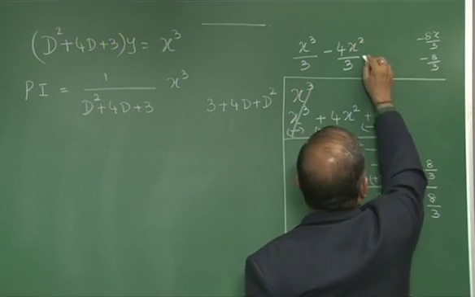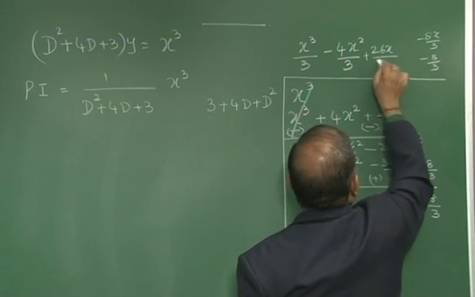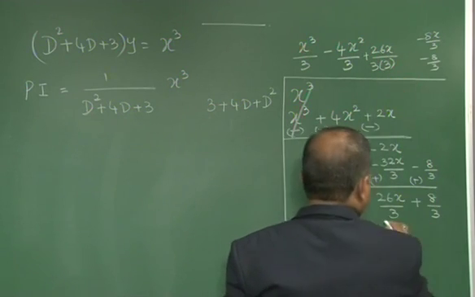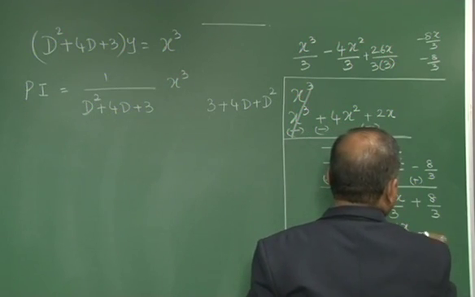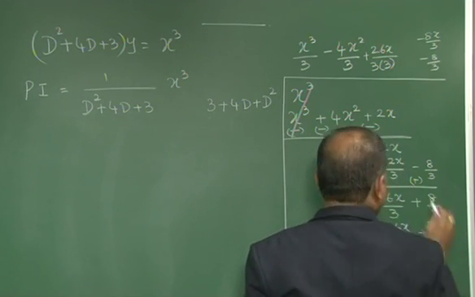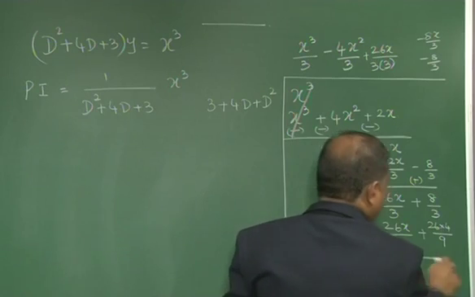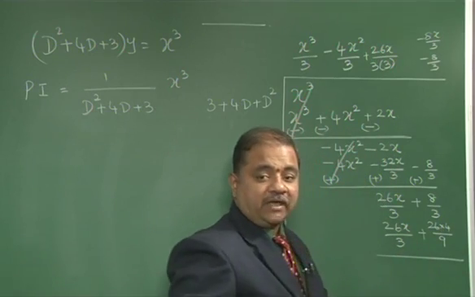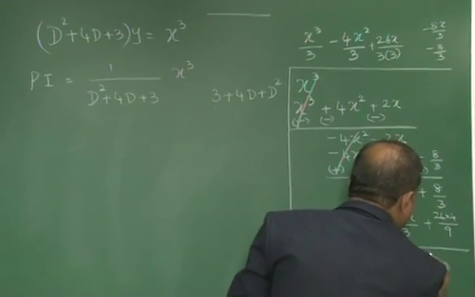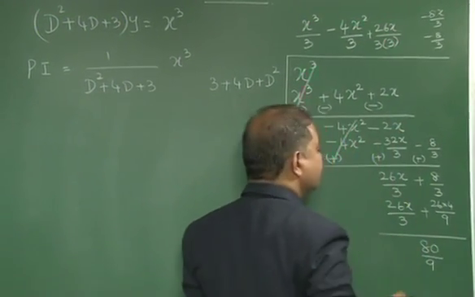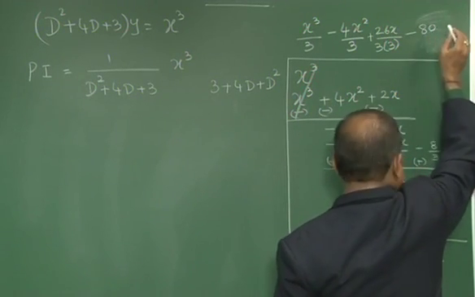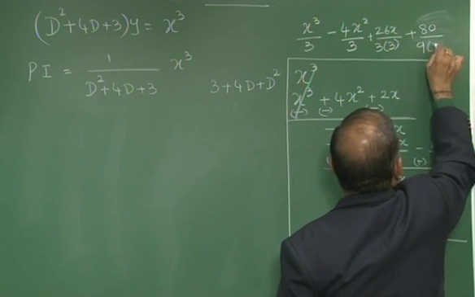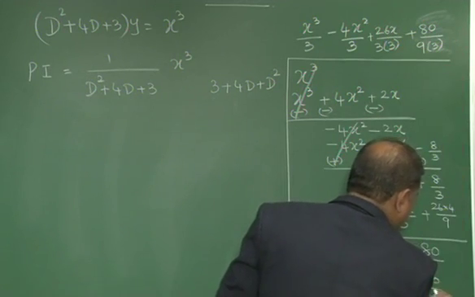Again write the term plus 26x by 3 into 3. So 26x by 3, one time differentiation, plus 26 into 4 by 9. Simplify it, you will get a number, 80 by 9. Now minus 80 by 9, again here minus or plus, plus 80 by 9 into 3. So I will get 80 by 9, 0.